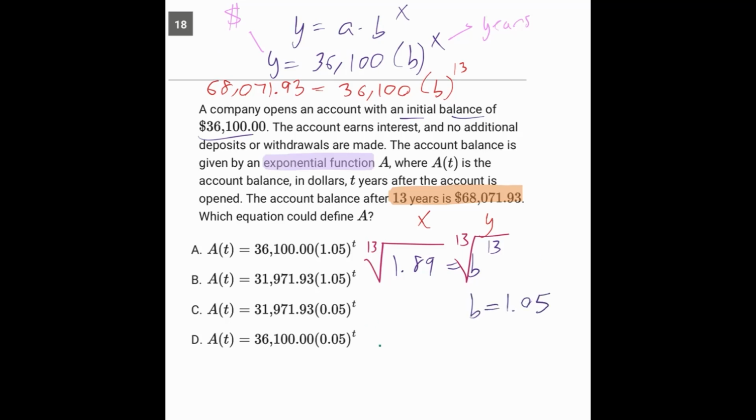So rewriting the equation now, we have 36,100 is the starting amount, 1.05 is the way it changes, and t is the number of years. So that is answer choice A here.